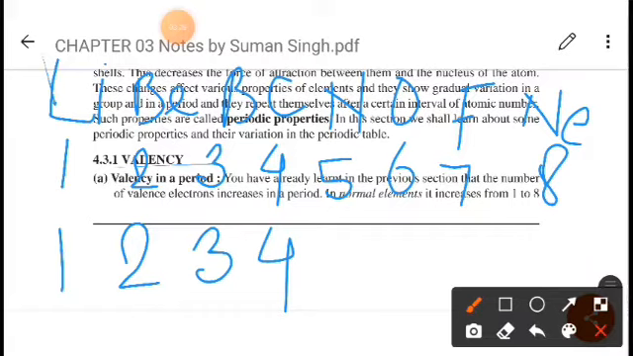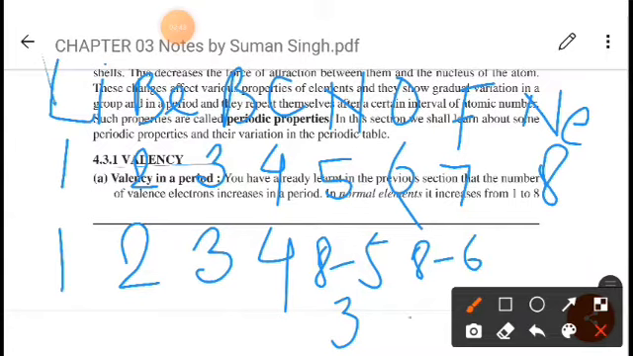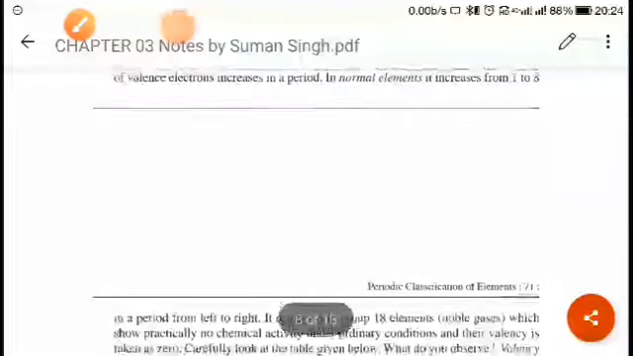For nitrogen, the number of electrons in the outermost shell is 5, so we calculate 8 minus 5, which is 3. For oxygen we count 8 minus 6, which is 2. For fluorine we count 8 minus 7, which is 1, and for neon 8 minus 8 is equal to 0. In this way we can find the valencies. I hope you have understood what valency is.